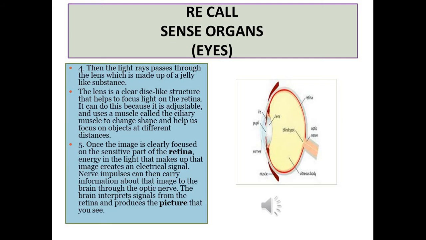5. Once the image is clearly focused on the sensitive part of the retina, energy in the light that makes up that image creates an electrical signal. Nerve impulses can then carry information about that image to the brain through the optic nerve. The brain interprets signals from the retina and produces the picture that you see.